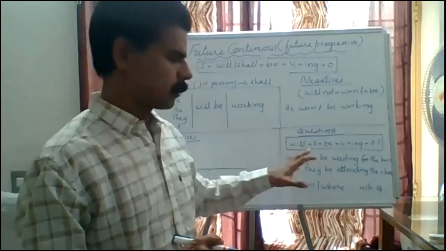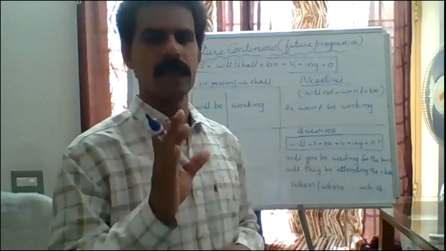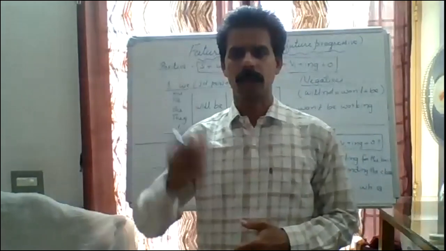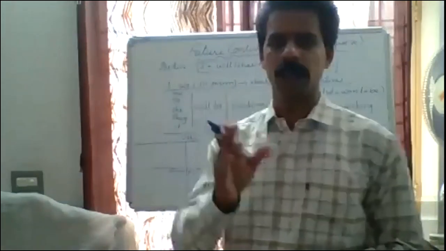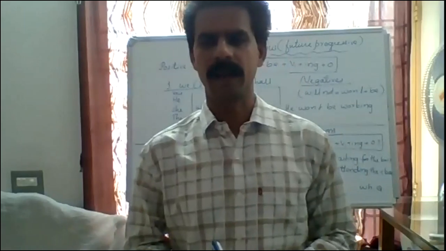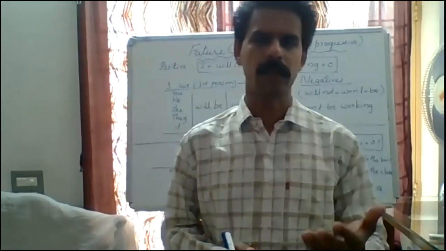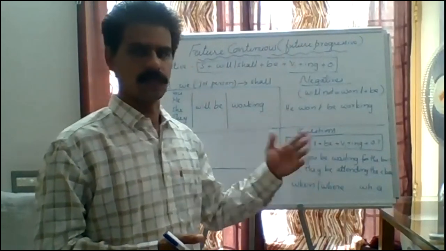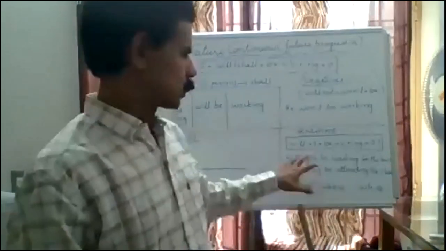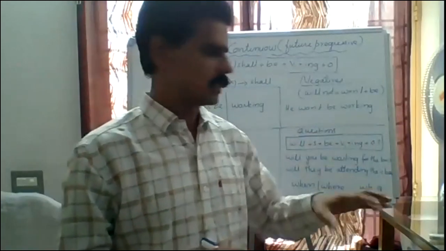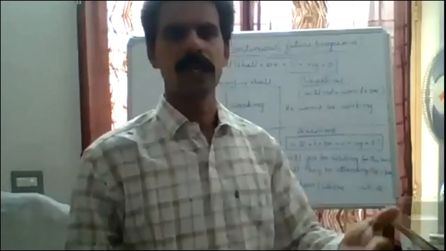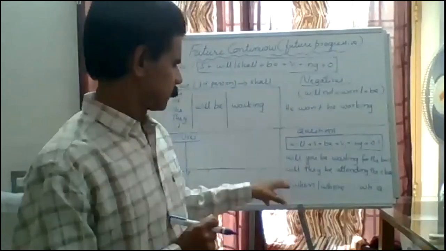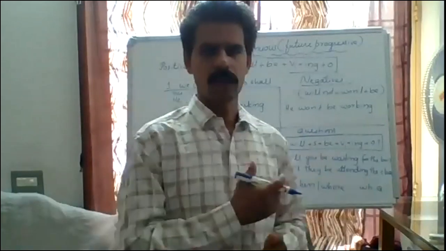These two examples show how to frame questions in the future progressive. Framing a question in the future progressive is very simple and easy. How to frame the questions? Just use will or shall at the beginning of the sentence. Soon after that comes the subject, then be and v1 plus ing. Last comes the object. So this is a yes or no question.